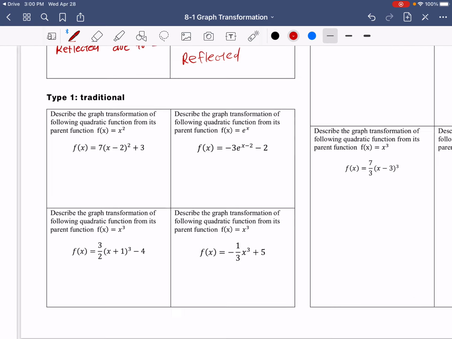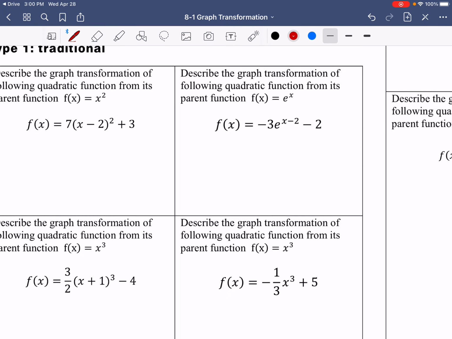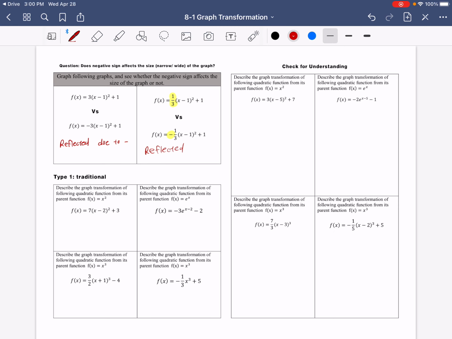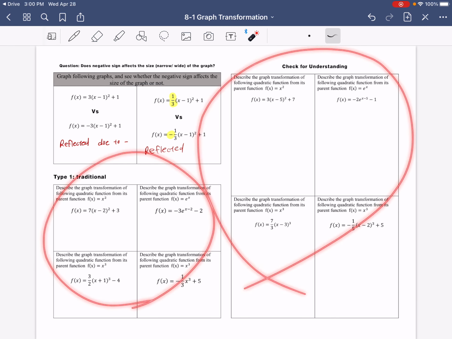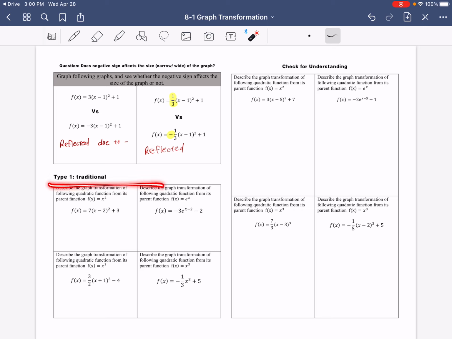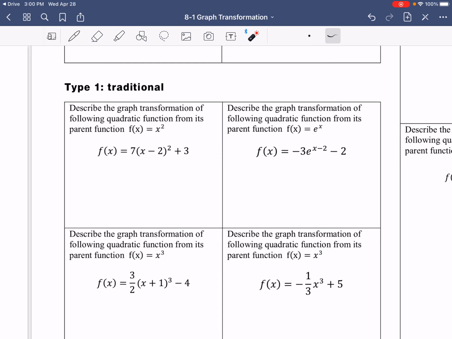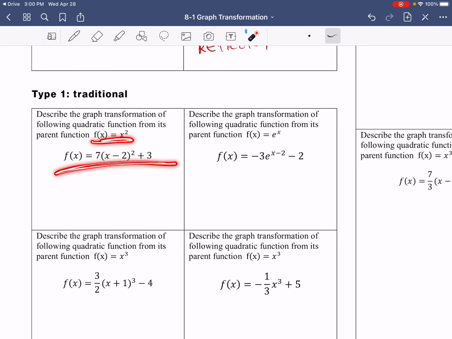From now on, you're going to learn about type 1, the traditional method of graph transformation. Okay? So I give you the parent function. For example, this one is x squared, this one is exponential, which is e to the x power, x cubed, stuff like that. Your job is to find from this how it is gonna move. You can do it without a calculator. If you feel this is too confusing, you can do it with a calculator. It's totally up to you. But let's do it together here, for traditional.